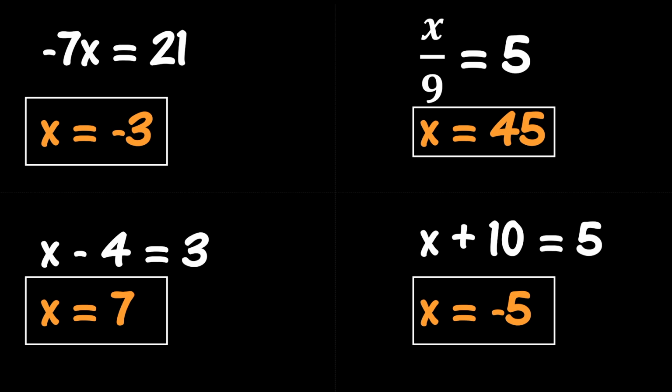For the last example, the answer is x equals negative 5. This comes from subtracting 10 from both sides of the equation. On the left-hand side, we get 10 minus 10, which is equal to 0. So we are left with x. On the right-hand side, we get 5 minus 10, which is equal to negative 5.